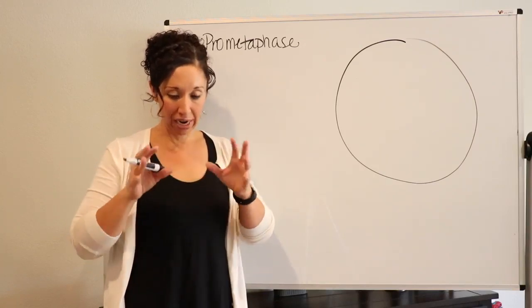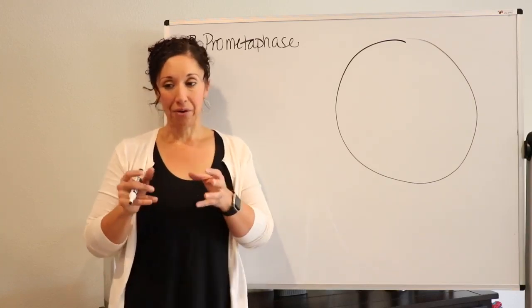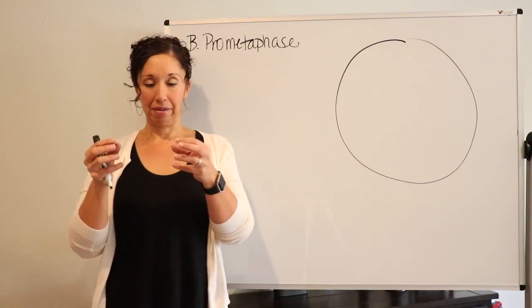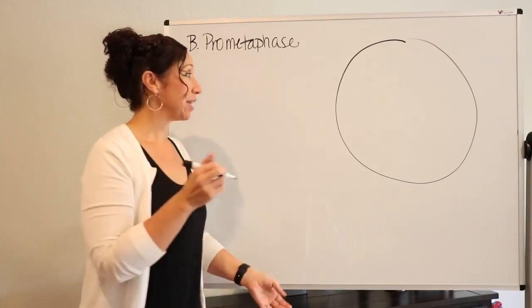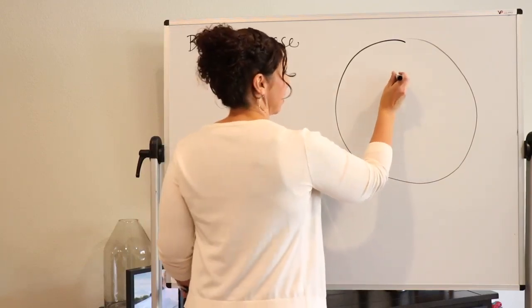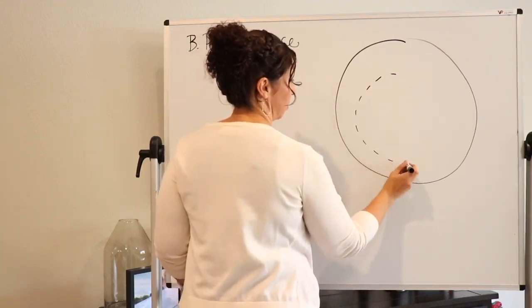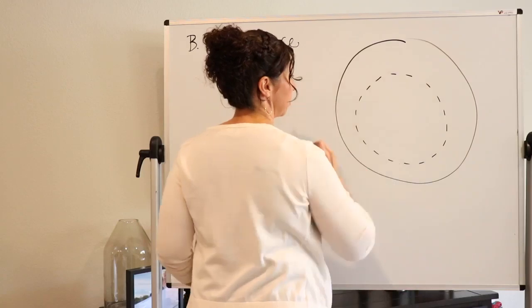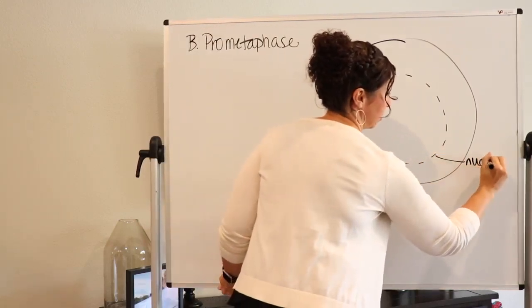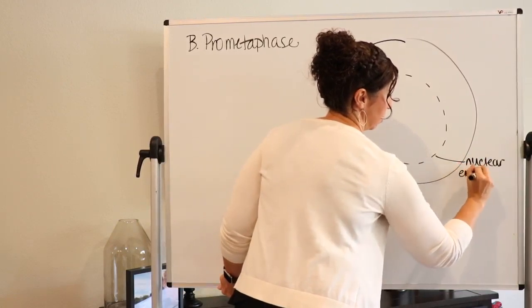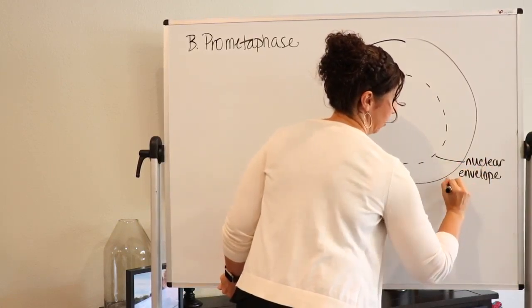So we start to break down the nuclear envelope, and now the chromosomes are exposed to the cytoplasm. So here's what's going on. You get this breakdown of the nuclear envelope. So you get the nuclear envelope breakdown.